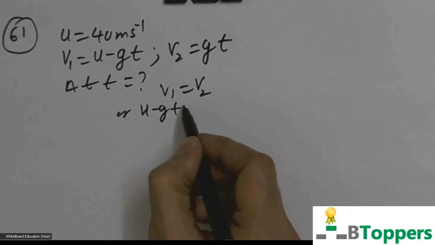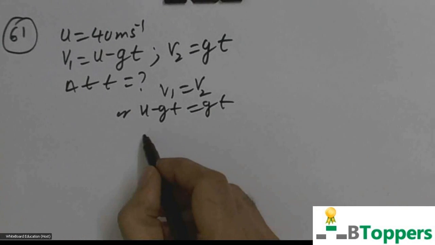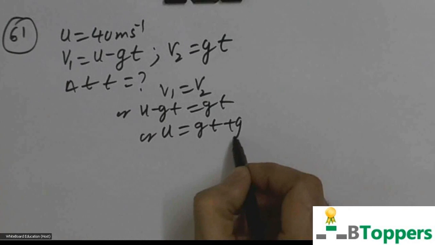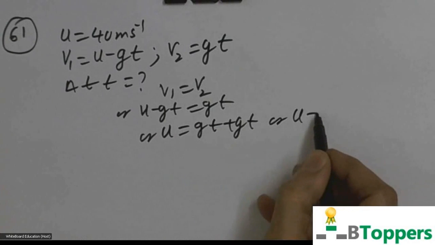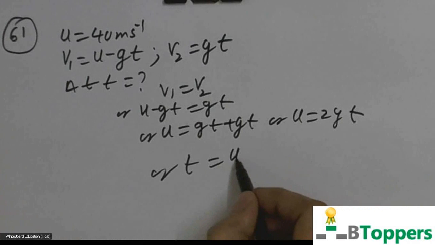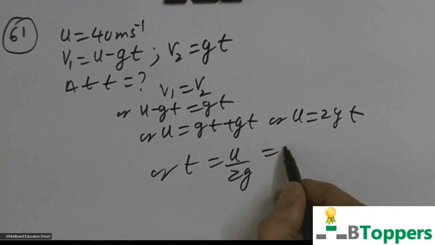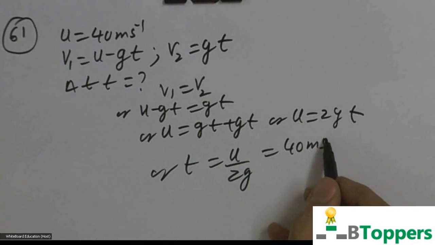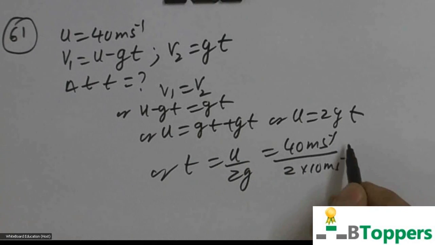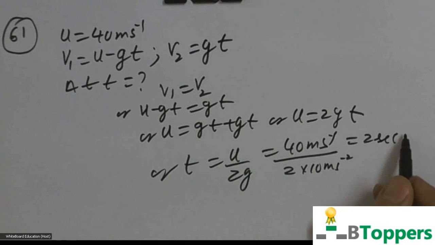That is U minus GT equal to GT. Or you get U equal to GT plus GT, or U equal to 2GT. So the time after which their velocities become equal in magnitude is U by 2G. U is 40 meter per second. G is 10 meter per second square. So you get 2 seconds as the answer.